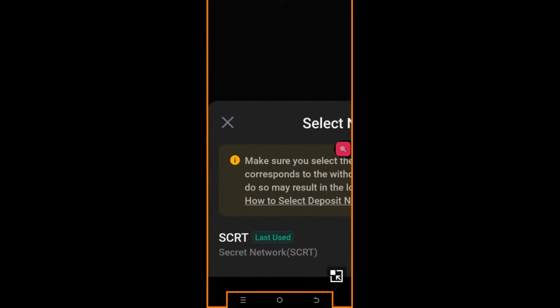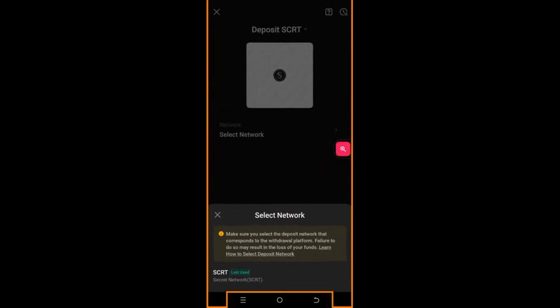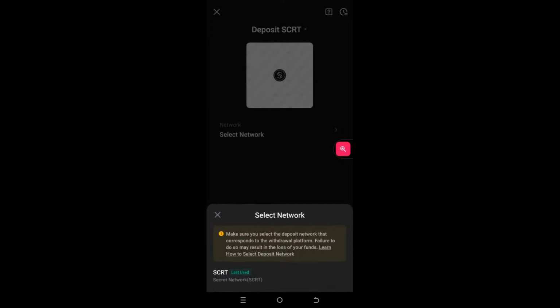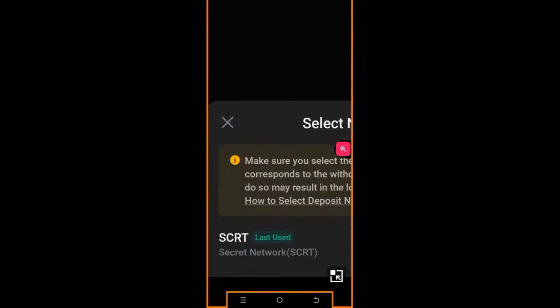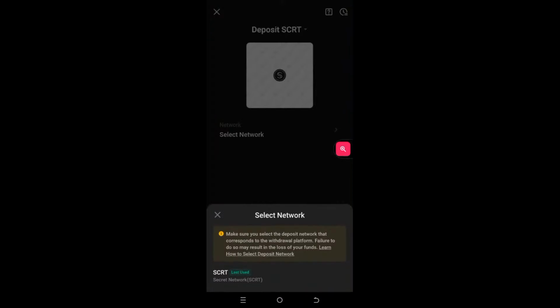Ooh, it's Secret Network. Secret Network. Interesting. That's the network, right? But let's go back to Binance.